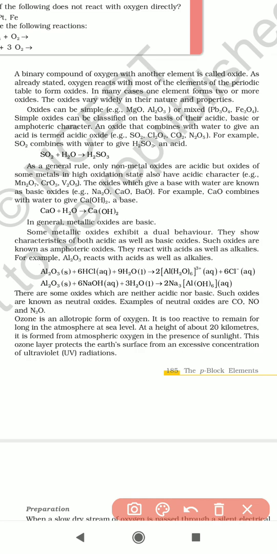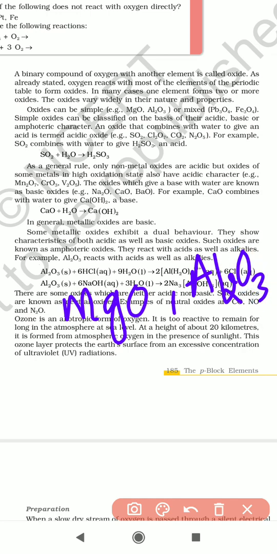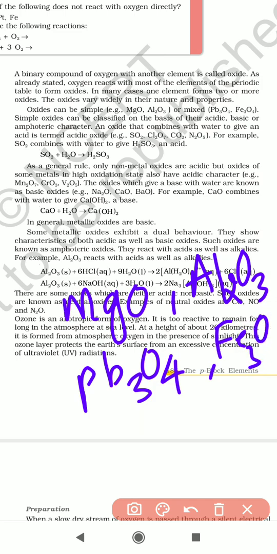So the oxides can be of two types: simple oxides and mixed oxides. Simple oxides are, for example, magnesium oxide, MgO, or Al2O3. Al2O3 or MgO are the best examples of simple oxides. Mixed oxides are like the Pb3O4 molecule, or the Fe3O4 molecule. Iron oxide and lead oxide here are called mixed oxides.